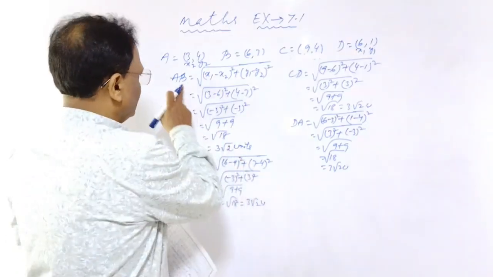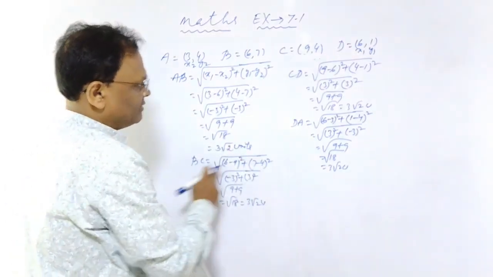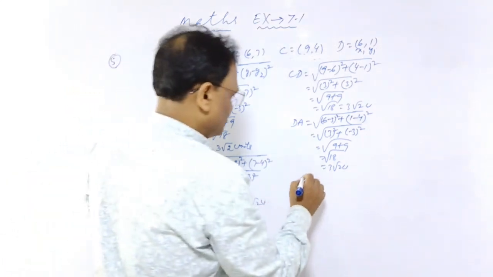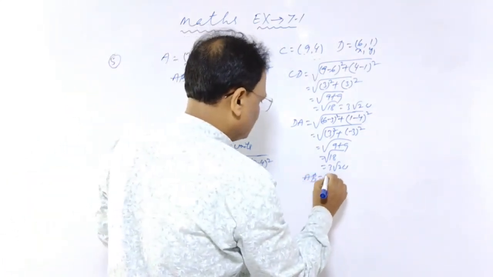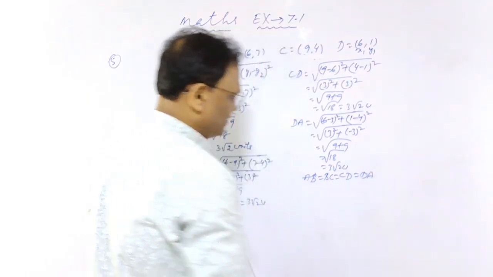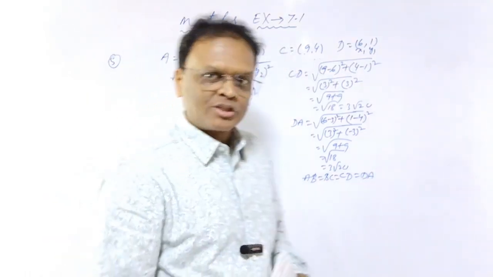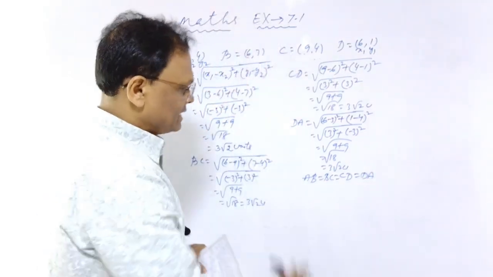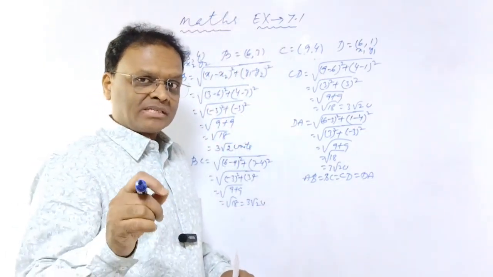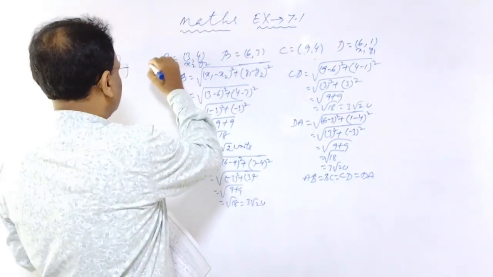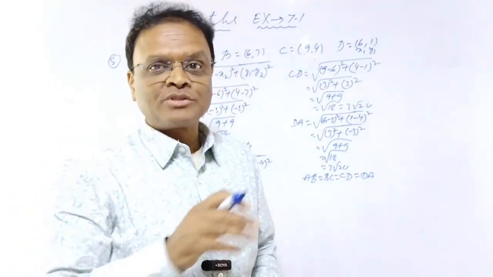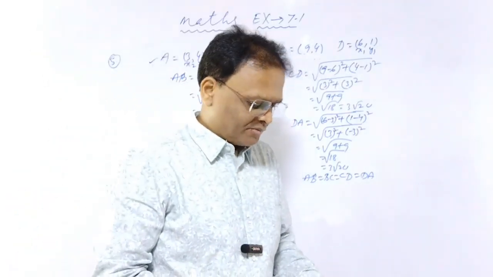Champa is correct. Why? AB, BC, CD and DA, all the four sides are equal. AB is equal to BC is equal to CD is equal to DA, and this is the property of a square. All the four sides are equal. Since all the four sides are equal and it is a square, therefore Champa is correct. I hope you understood. This is a case-based question, a situation-based question. That is question number 5.